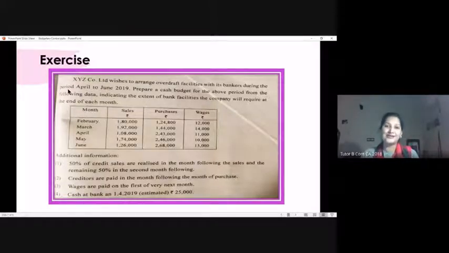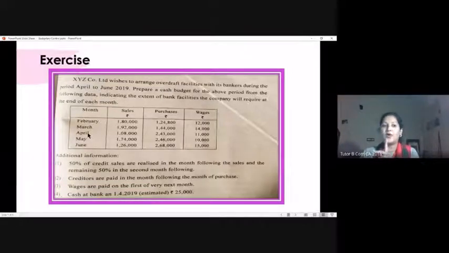Now, in the additional information, they have said that 50% of credit sales are realized in the month following the sales. So we'll start from the beginning. If the sales happen in February, 50% is going to be received in the month of March. First 50%. Now we will look into what is going to happen for the next 50%. They said the remaining 50% in the second month following. So the second month following would be April.